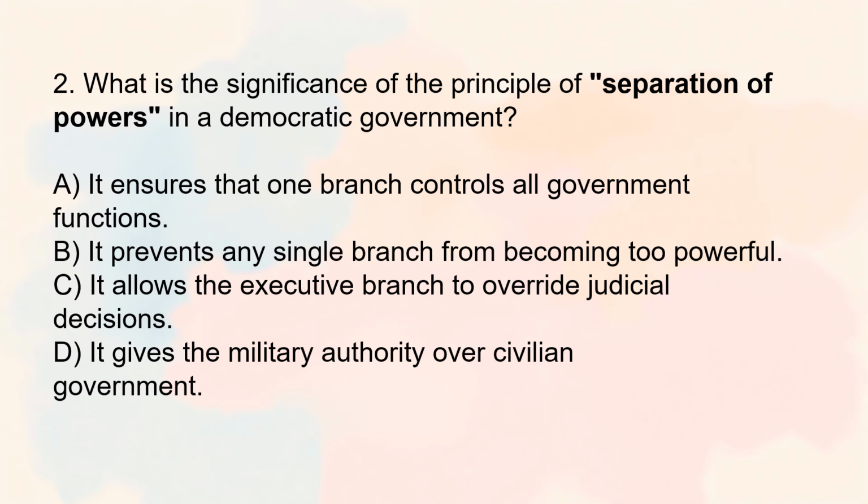Number two, what is the significance of the principle of separation of powers in a democratic government? Letter A, it ensures that one branch controls all government functions. Letter B, it prevents any single branch from becoming too powerful. Letter C, it allows the executive branch to override judicial decisions. Or letter D, it gives the military authority over civilian government.